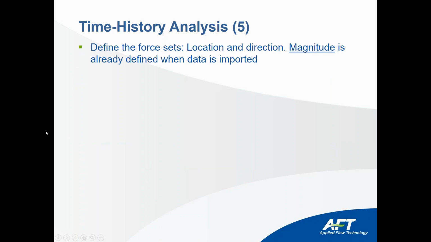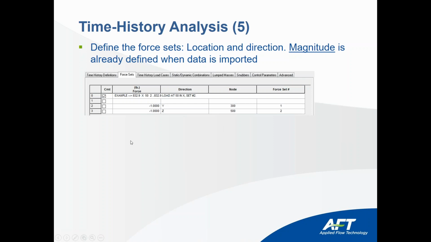So now you have to create the force sets. Location and direction. Magnitude is already defined in the spectrum when you import it. So here, careful with this. Do not put the magnitude that you read in Impulse. Just put minus the direction that it's going to be applied, and also put the correct direction, Y and Z. In this case, node 300, since it's in the vertical, it would be in Y, and -1 will say that the maximum load is applied in the minus direction.